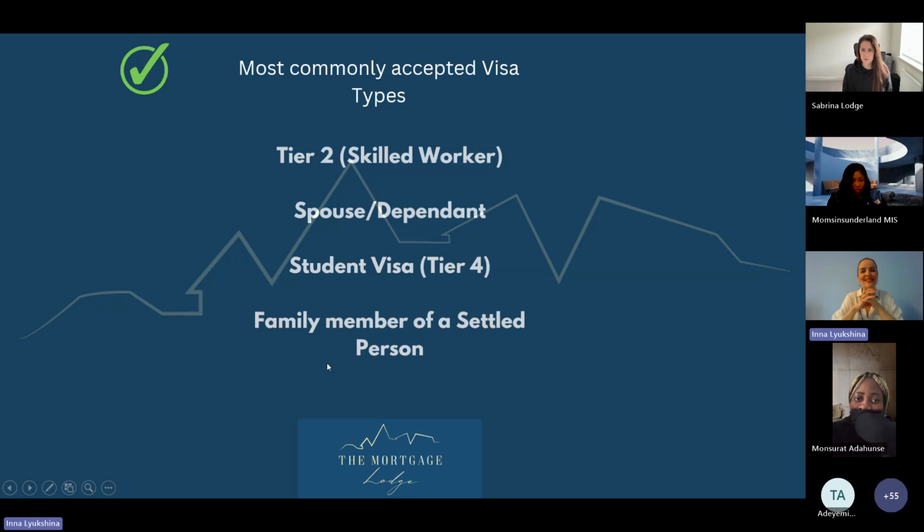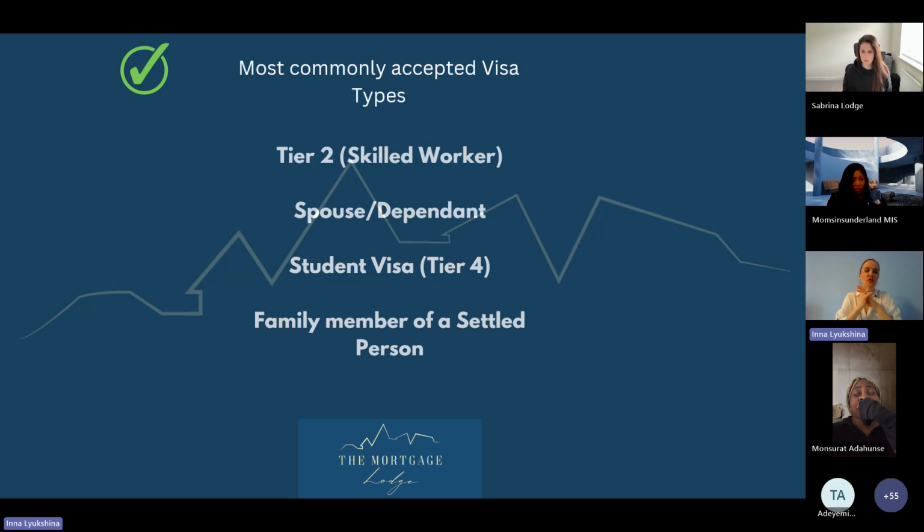Family member of a settled person, or somebody who has got a permanent right to reside or indefinite leave to remain. In this case, it is also quite possible, and it even opens doors up for more lenders, because sometimes if one is on a visa but another is on a permanent right to reside, they may treat you just like a normal standard case without any restrictions or limitations.